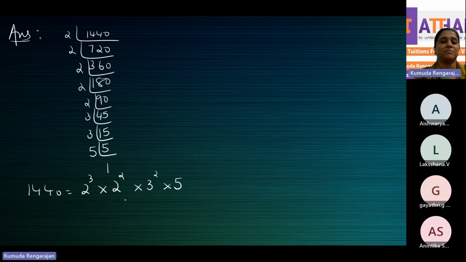Anantika, you will have to find the least number by which it should be divided to make the perfect cube, and not multiplied. Find the least number by which 1440 is to be divided to make a perfect cube. Now I got it. One second.